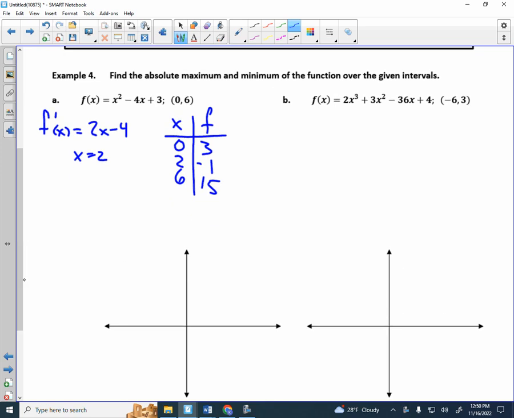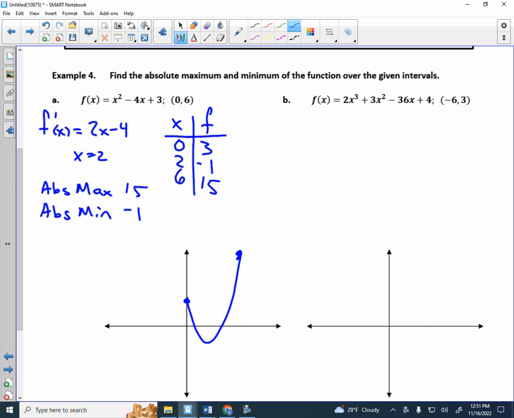It is 15. If we were to look at this graph, it might look something like that, right? I'm just drawing a quick sketch. But the idea is from 0 to 6, you have a maximum value here of 15. So when we refer to an absolute max, we're referring to the y value. Absolute max of 15. Absolute min of what? Negative 1. Okay?